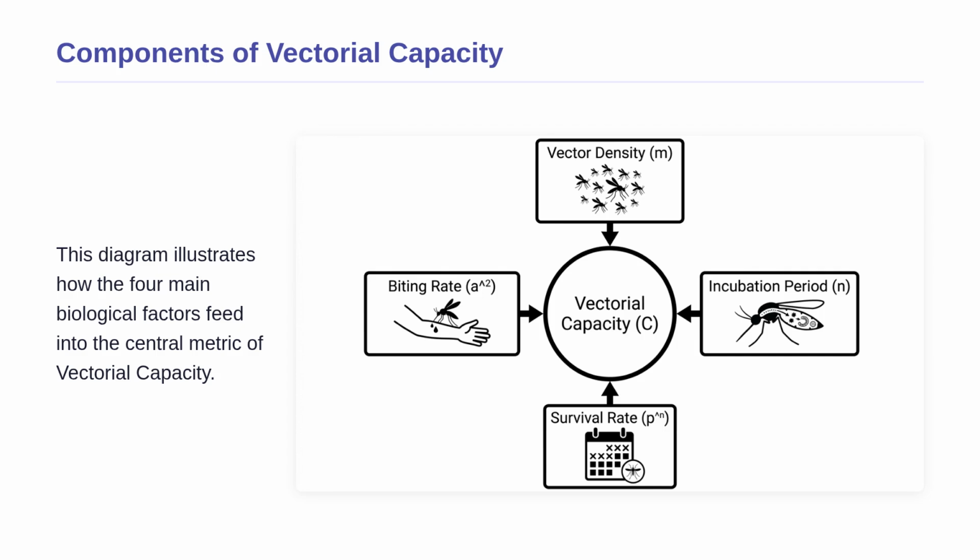At the top, vector density represents the sheer number of mosquitoes. On the left, the biting rate shows the interaction between mosquito and human. On the right, the incubation period represents the pathogen's development time. And at the bottom, the survival rate dictates whether the mosquito lives long enough to connect all these steps. This diagram beautifully summarizes how ecology, behavior, and biology all converge into one predictive number.